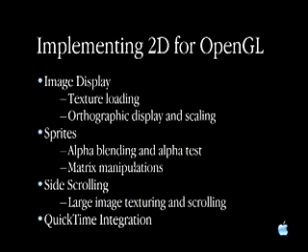So what are we going to talk about? First, we're going to hop into image display, talk about texture loading, and talk about orthographic display and scaling. Then we're going to talk about sprites with alpha blending and alpha test, and talk about using some matrix manipulations to move them around the screen. Then we'll work that right into the side scroller, showing a large scaling background with sprites flying around on that. And lastly, we'll talk about QuickTime integration.